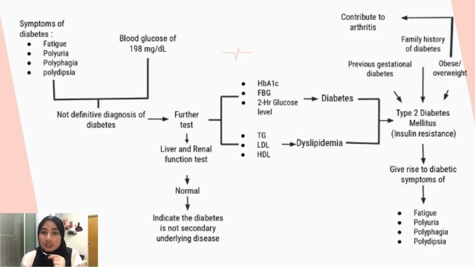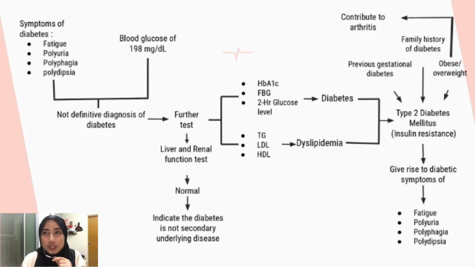So for the further tests, we are assessing her blood glucose level, the lipid profile test, and also assessing her normal function of organs. For assessing the blood glucose level, we use tests such as HbA1c, fasting blood glucose, and also the 2 hours glucose level. All of these three readings show that this patient has diabetes.